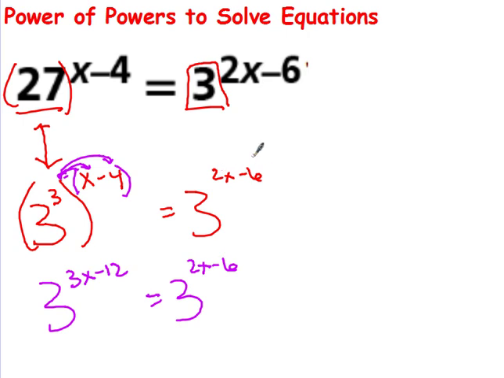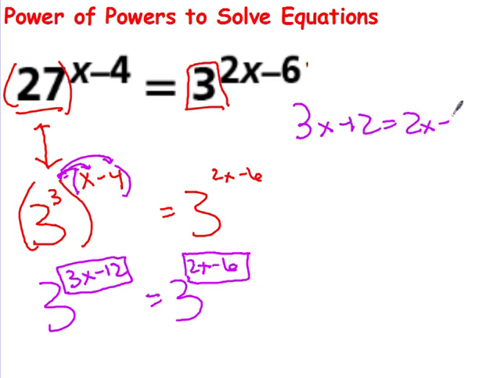Now hopefully you can see what we need to do next. We have the same base, we just have one value for an exponent up here. We know that these two exponents have to be equal to each other for the left side and the right side to be equal. So the equation that I can solve is 3x minus 12 equals 2x minus 6.